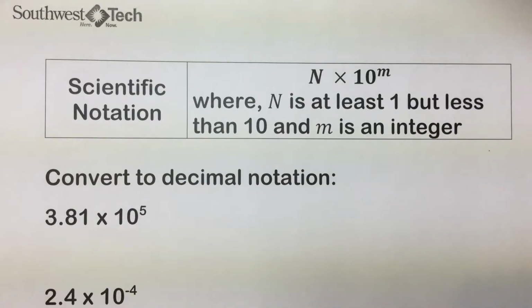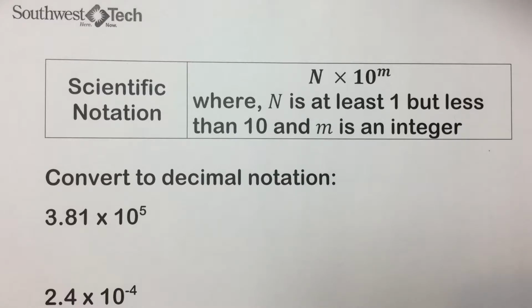When we are working with the very large or very small numbers that frequently occur in science, scientific notation provides a useful way of writing numbers. Scientific notation for a number is an expression of the type n times 10 to the power of m, where n is at least 1 but less than 10. In other words, we have one non-zero digit to the left of the decimal place, and m is an integer.